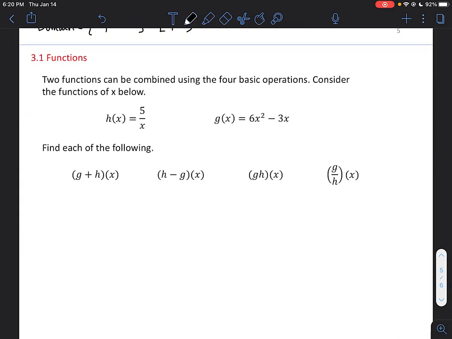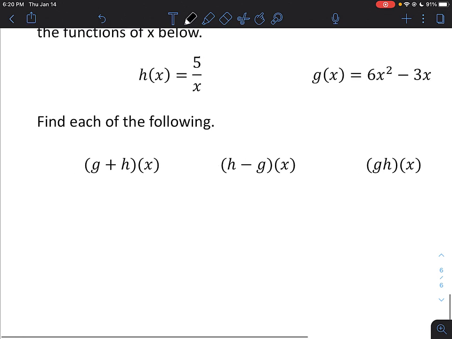This next slide is about combining 2 functions into one. 2 functions can be combined using the 4 basic operations. Consider the functions of x below. So we have h of x is 5 over x, and g of x is equal to 6x squared minus 3x. So when you see this first notation, g plus h of x, this is really just saying that you're going to be doing g of x, and you're going to add to that h of x.